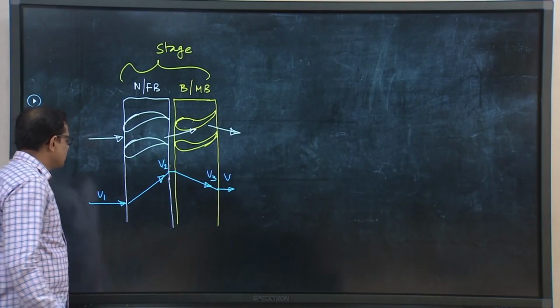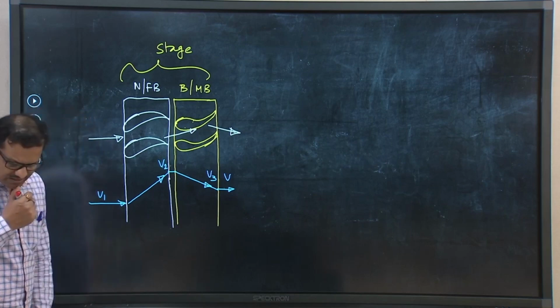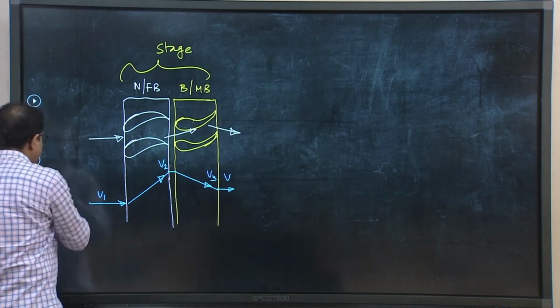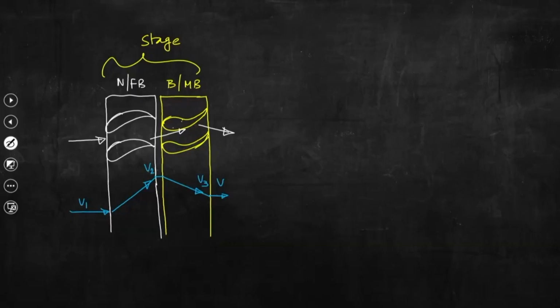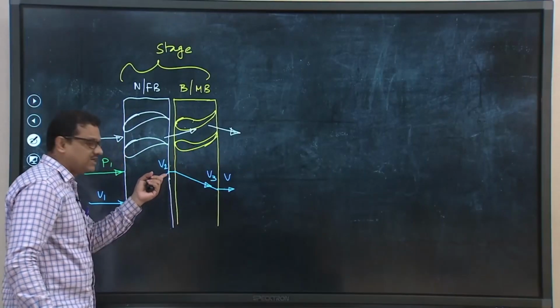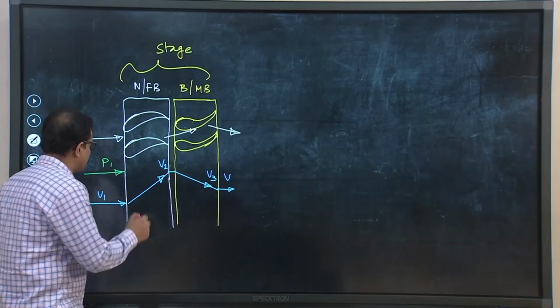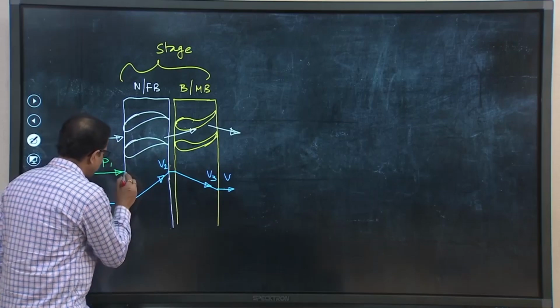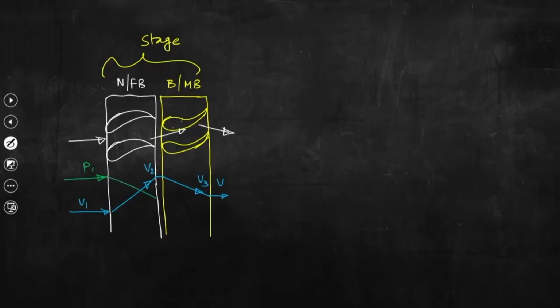Now, what about pressure? So, if we try to draw the pressure variation here, this is the pressure, this is P1. We know that at the expense of pressure drop, steam velocity increases in the first row of fixed blades or nozzle. So, pressure will fall. So, this is P2.